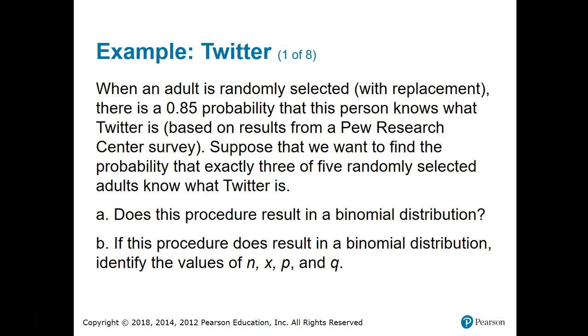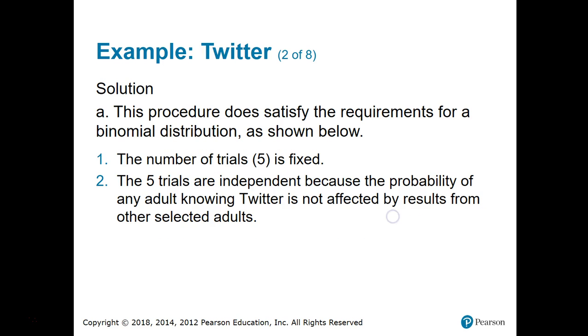Well, N, 5 randomly selected adults, so N equals 5. Exactly 3 of the 5 know what Twitter is, so success is if they know. And we want 3 of them to know. X is equal to 3, N is equal to 5. P is the probability that one person knows, which is 0.85. Q is 1 minus 0.85, which is 0.15. Boom! They're doing it slowly.